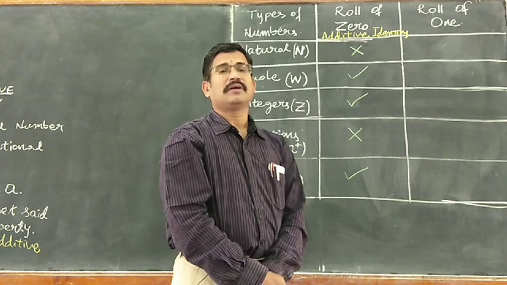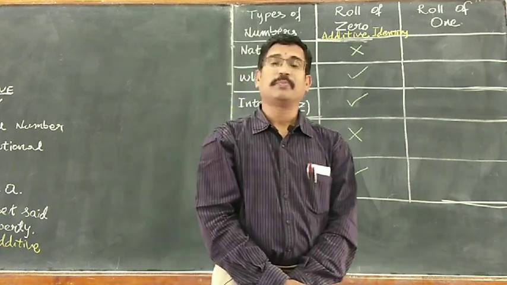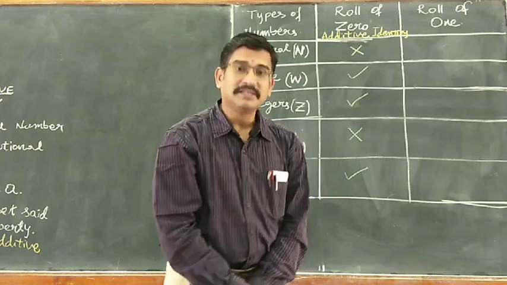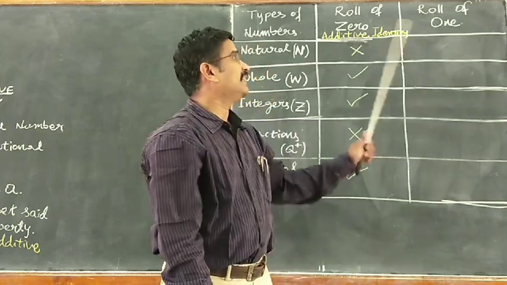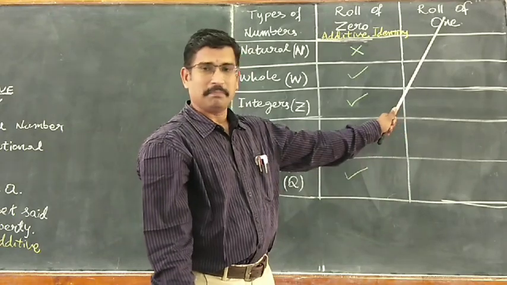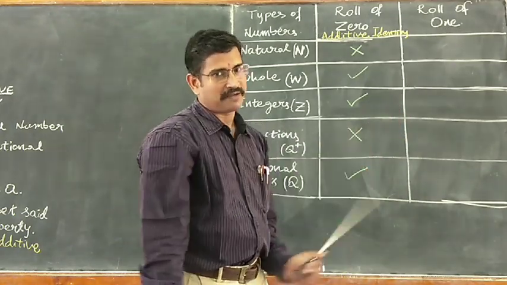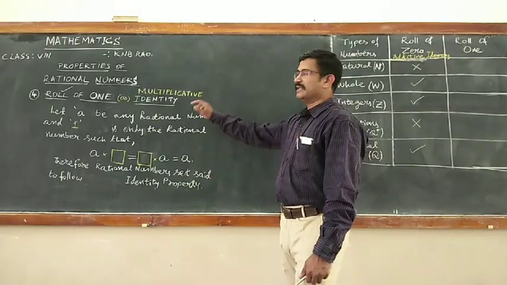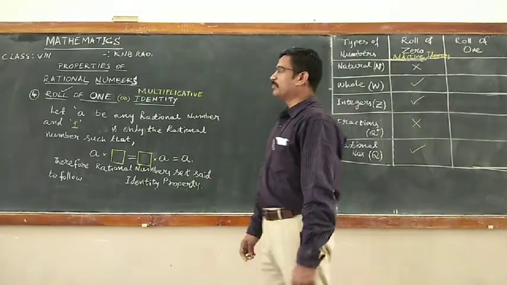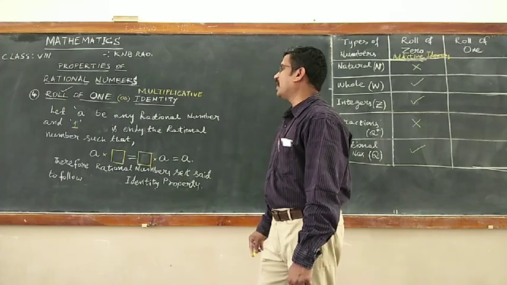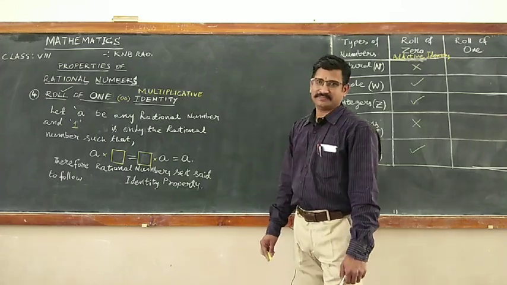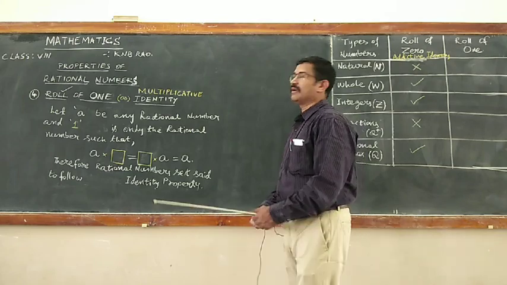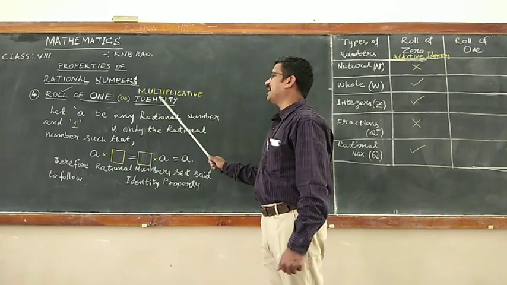Next, children, we are going to learn one more property called role of 1. After learning that role of 1 property, in the same table I will sum it up for these types of numbers. Okay? Now we will learn one more property called role of 1. See children, this is also called multiplicative identity.